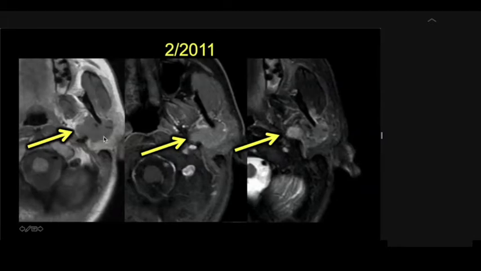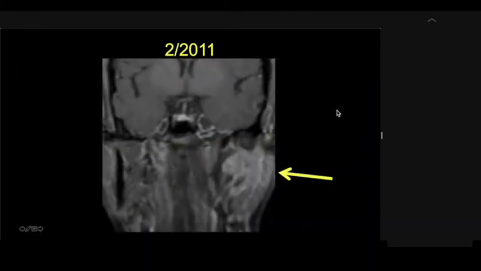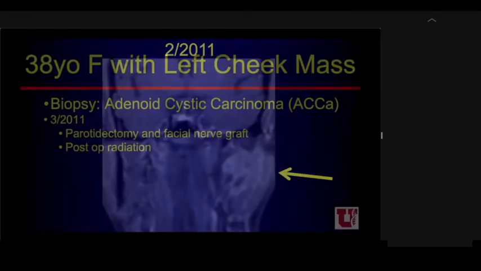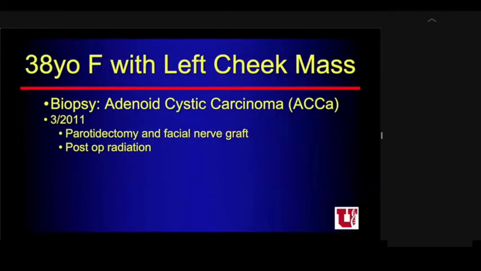We have a T1 hypointense enhancing mass with T2 hyperintensity involving the superficial and deep portions of the left parotid gland. A coronal T1 post sequence demonstrating infiltrative enhancement of this lesion. Now, this is not the diagnostic dilemma. A biopsy was done consistent with adenoid cystic carcinoma.